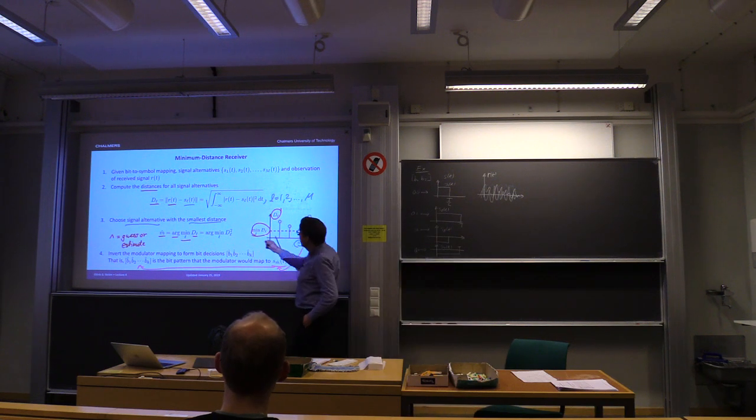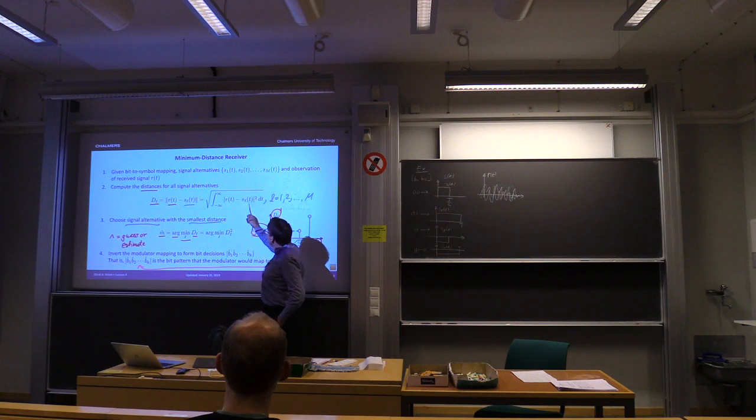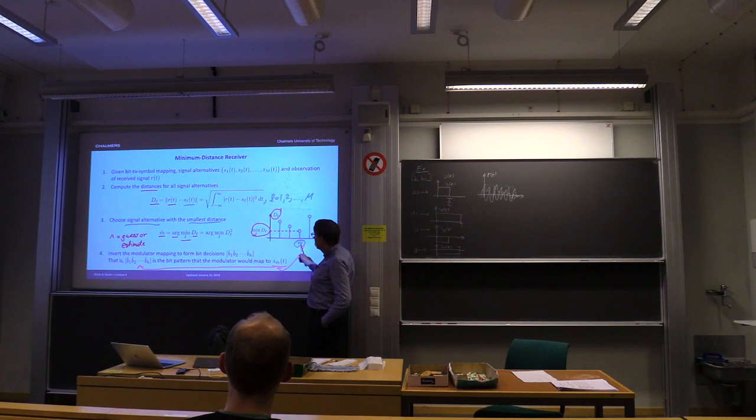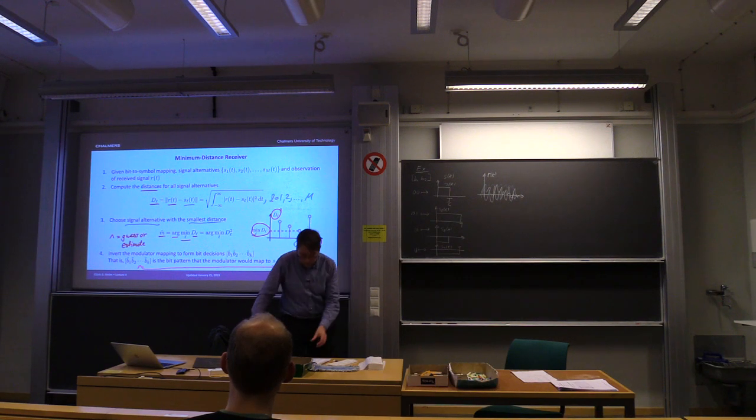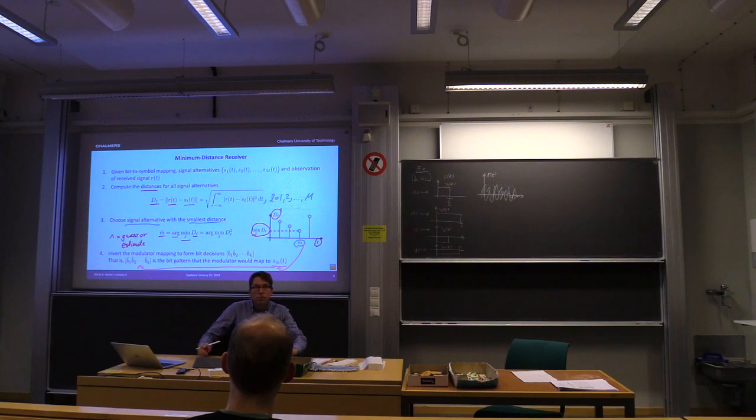It just needs to take the input signal, subtract off the known signal alternatives, and calculate these distances. You need to do that for all the signal alternatives, and then figure out which one is the best of those. And once we've done that, figure out what are the bits that correspond to this signal alternative. That's it. Okay. Questions before we continue?